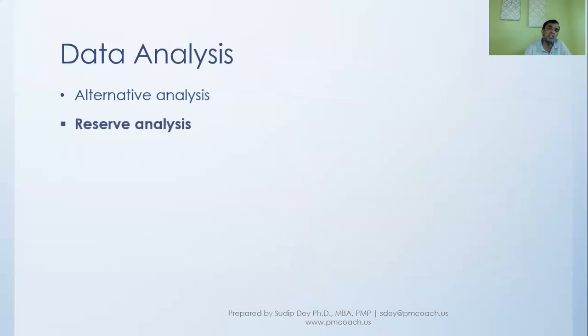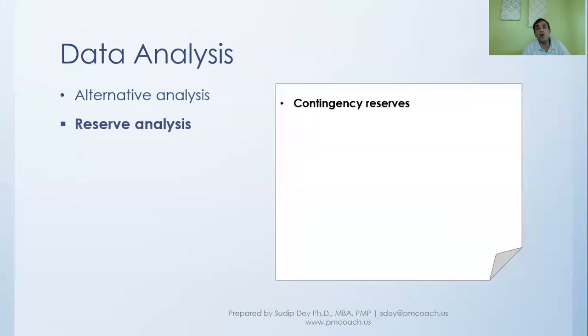Then there is this thing called reserve analysis. Reserve analysis comes out of risks that might come in the project. And we look at it in much more detail in our risk management knowledge area. But essentially, there are two kinds of reserves we are talking about when we are doing reserve analysis. One is what we call known unknown. These are in effect known risks. In other words, we can visualize that these are things that might happen.